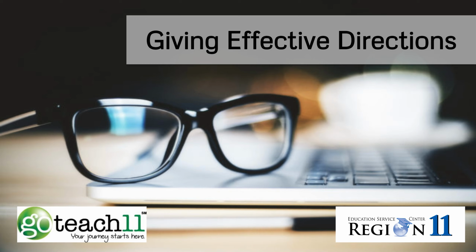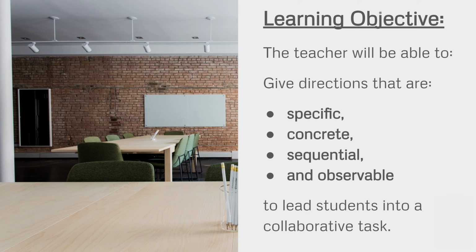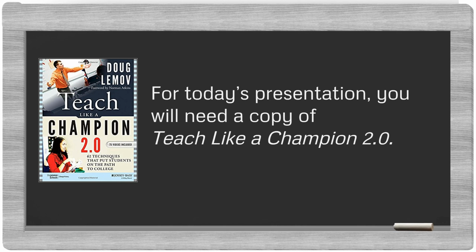Your journey starts here. In the previous module, we learned about specific procedures such as starting class strong with a do now. In this module, we'll learn about transitioning from the do now to a collaborative task by giving effective directions. To do that, we'll learn a method about giving instructions that are specific, concrete, sequential, and observable. Teach Like a Champion 2.0 has a great technique for giving effective directions. You'll want to have your book handy when we read about it later on in the video.